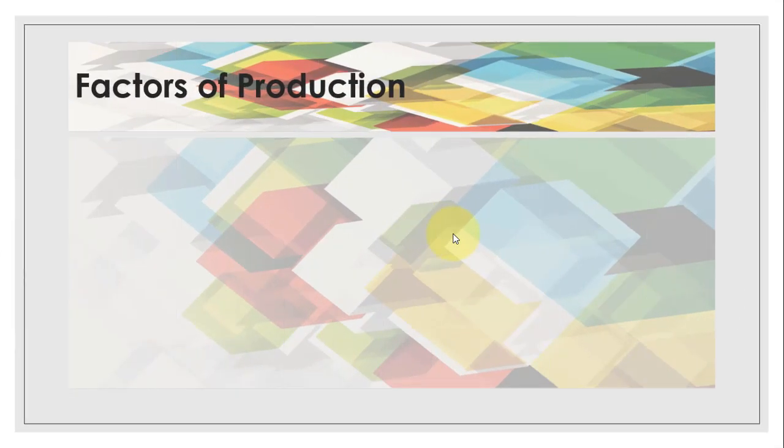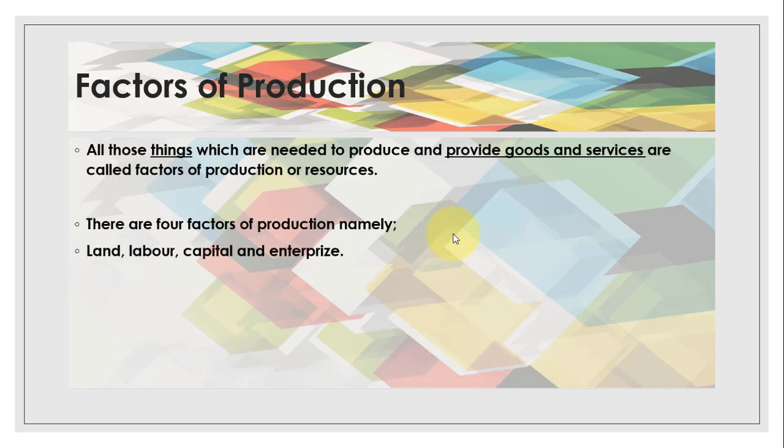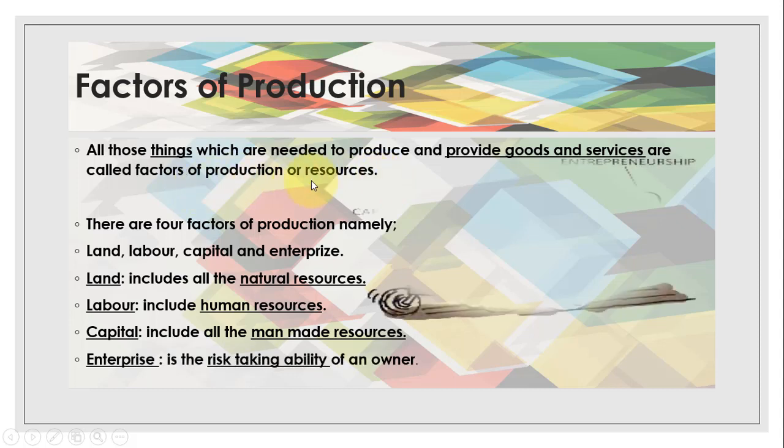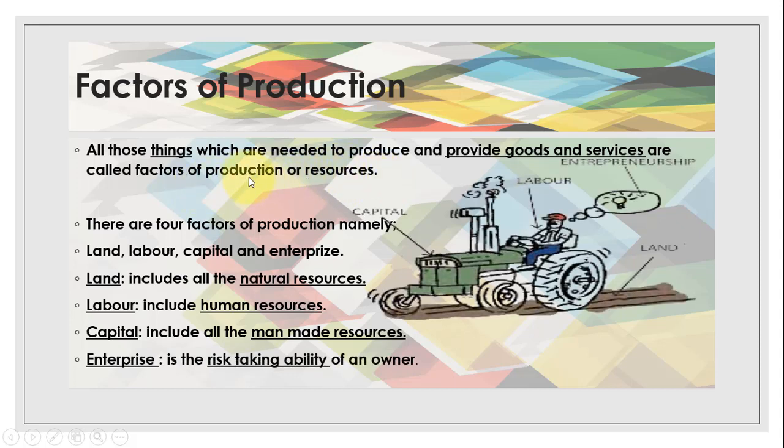Factors of production, a very important term. But do you know that you already know the meaning of factors of production? Can you guess the term which is used to denote the factors of production? It's resources. All those things which are needed to produce and provide goods and services are called factors of production or resources. So basically, factors of production represent resources.